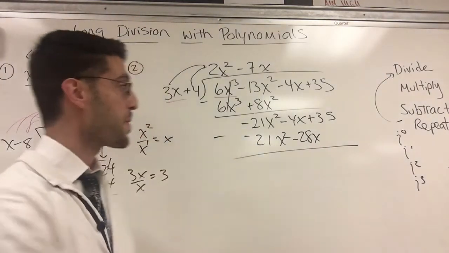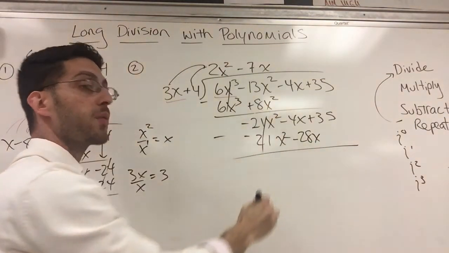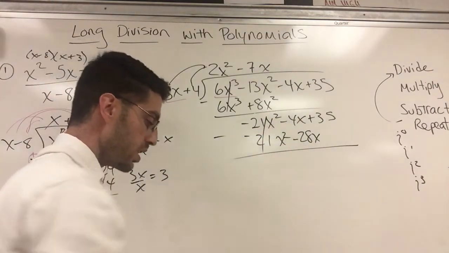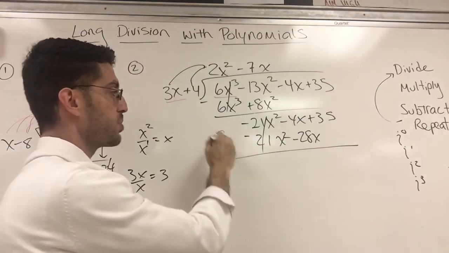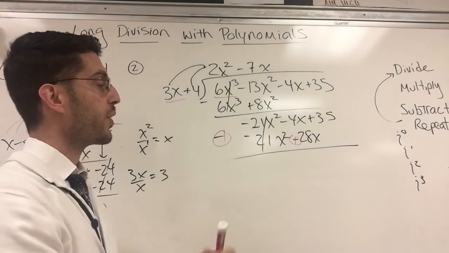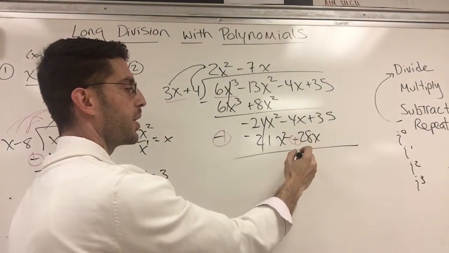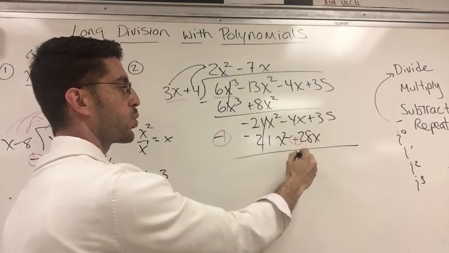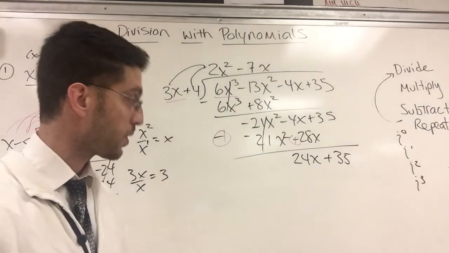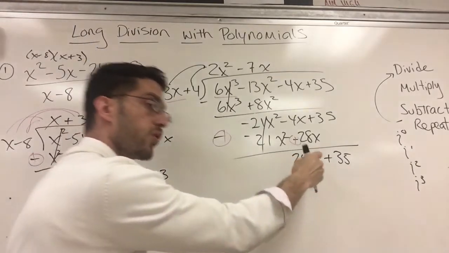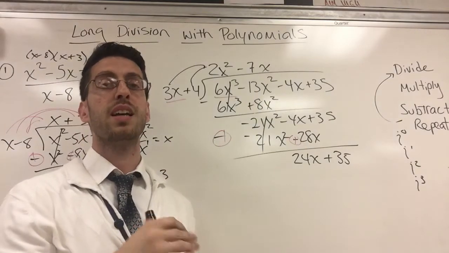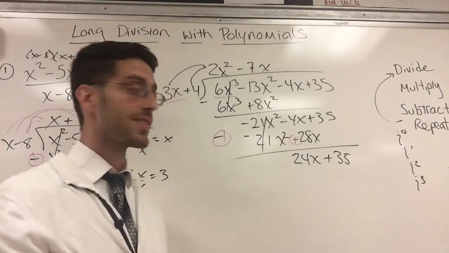Let's be careful. Negative 21 minus negative 21, that'll be 0, that'll cancel. Negative 4 minus negative 28. Keep change. This becomes a positive 28. So now I get a positive 24x, and then the plus 35 drops down. Okay? Start over. First term divided by first term. So basically it's just repetitive. It's not hard, it's just tedious.